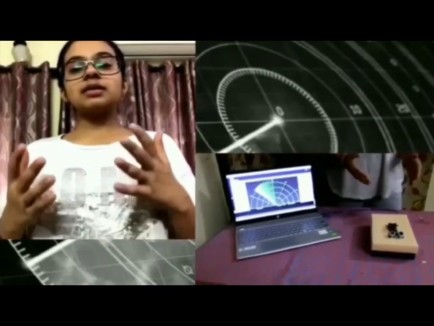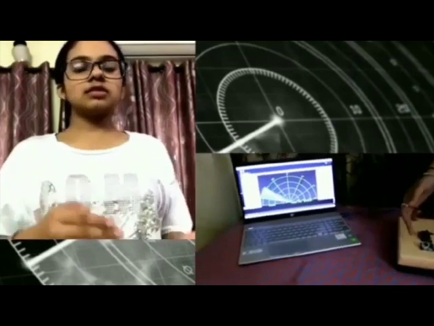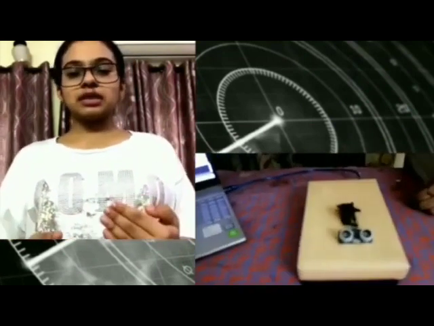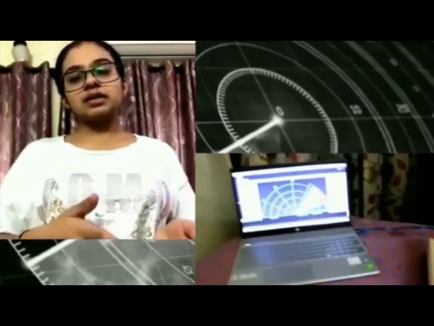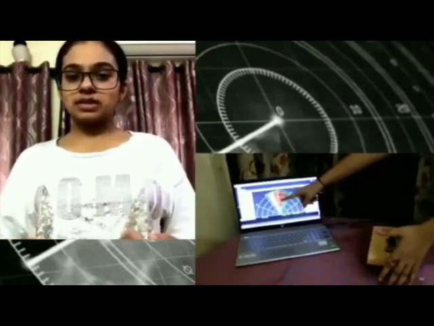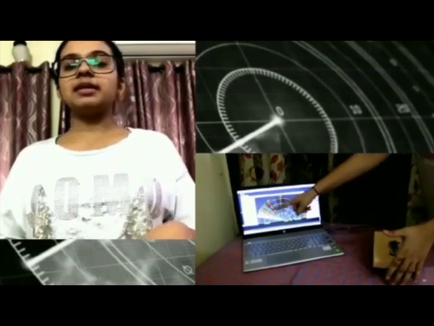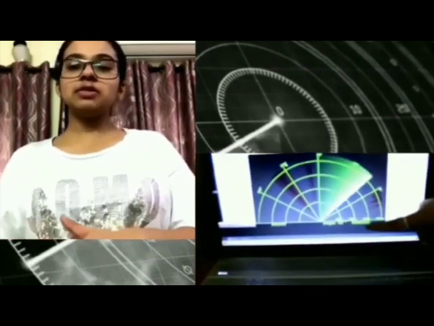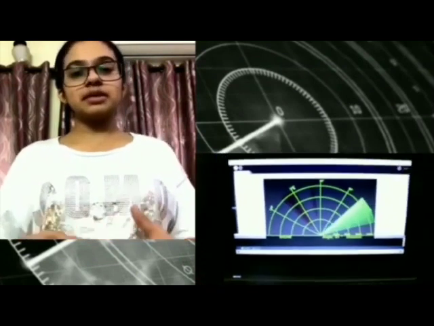So this radar consists of a sensor which consists of a transmitter and a receiver. If any obstacle comes in its range, the red area or the red region displays the presence on its radar. It also shows the angle and the distance of the obstacle, so we can measure the speed of the obstacle by the formula speed is equal to distance upon time.